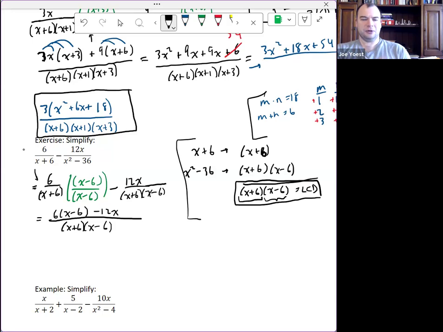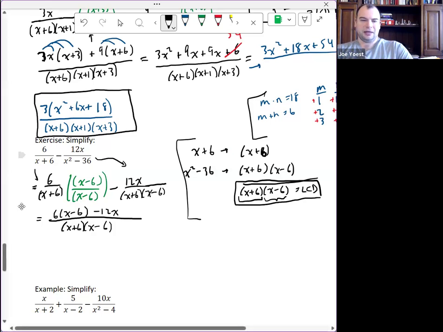I multiply it on the bottom, and then, of course, on the top as well, so I don't change the value. My second fraction I bring down, 12x over, and I'll choose to write that denominator as x plus 6 times x minus 6. But that's already the LCD. I don't need to multiply by anything to fix that denominator. It's already the lowest common denominator. And I can multiply my first two factors together, 6 times x minus 6, and then subtract 12x, all in the numerator divided by that common denominator.